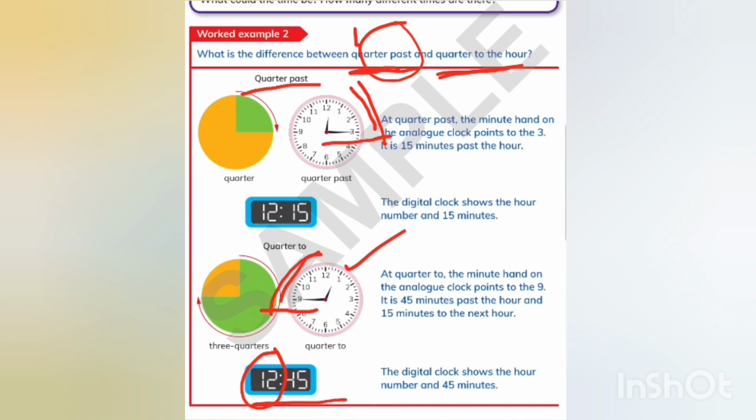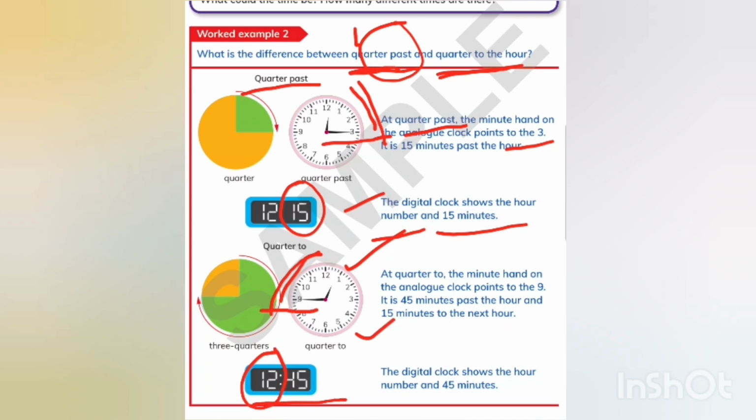At the quarter past, the minute hand on the clock points to the 3. I have told you that if there is a past, the big needle will be on 3. Here it is written, the digital clock will show the hour in number and 15 minutes. Why 15 minutes? Because 3 × 5 is equal to 15 and the big needle is on 3, so here we will write 15. And quarter to, now we will read this one.